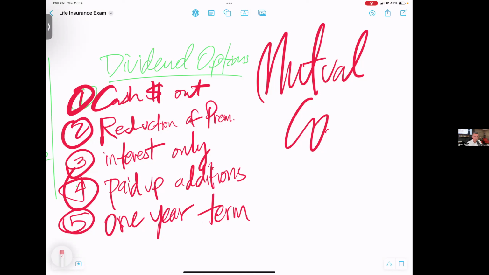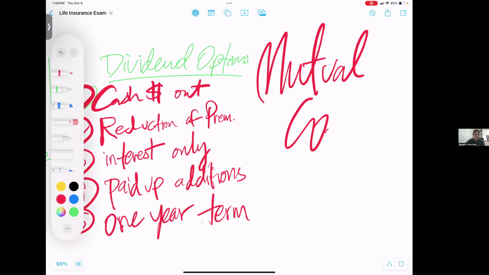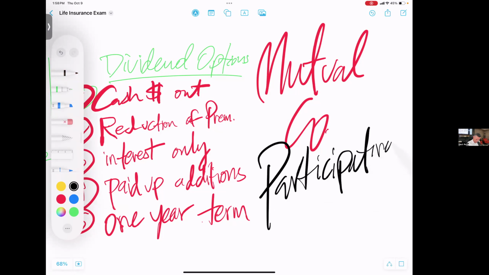All right. So, mutual companies. What kind of policies pay dividends? Good question. Remember, what are they called? Participating. You're going to pass it the next time. Yep. Par. This thing is not working. Participating. No, not companies. Policies. Participating policies pay dividends. That's it. That's all you need to know about dividends.